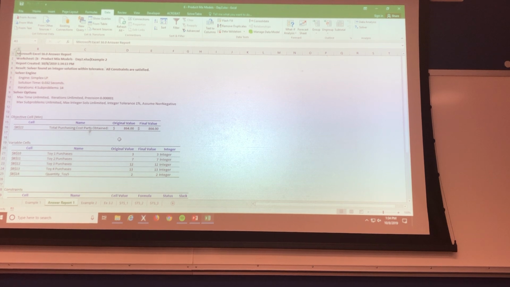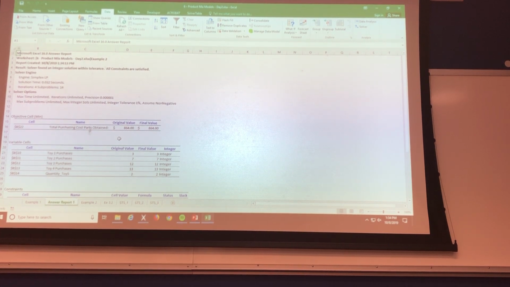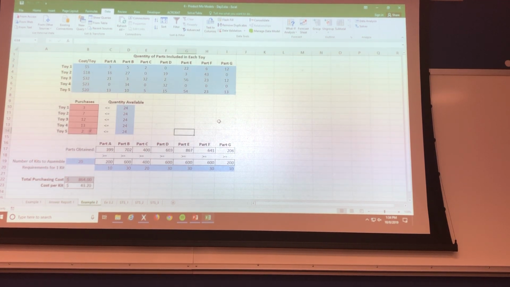There's another thing we can do to get shadow prices and all kinds of other stuff, but we're not covering that in this class. There is another thing you can do to get that, which would help you figure out whether or not you really wanted to buy more of this or didn't want to buy more of this.